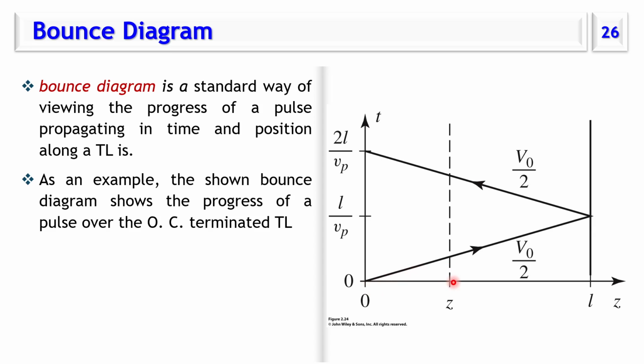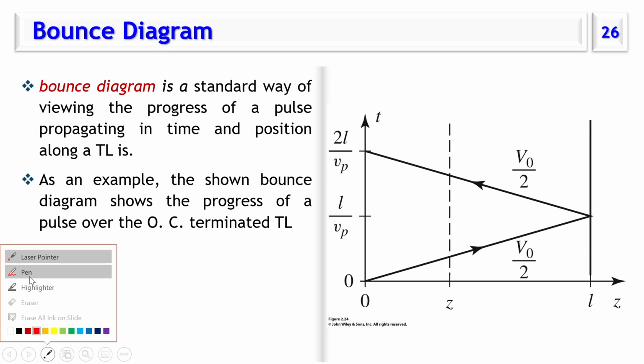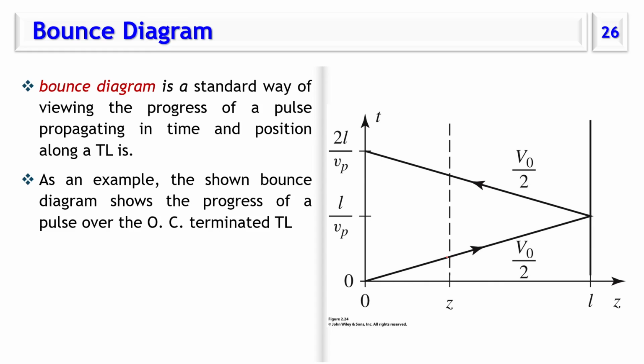So any point on the transmission line is represented here. From time equals 0, this is time. From time equals 0, let me have a pen. Okay, from time equals 0 till this time, which is Z divided by VB.